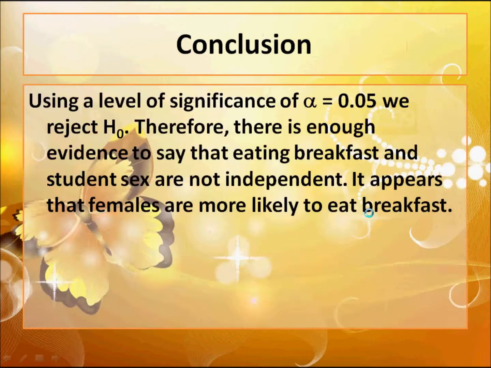I can now come up to my conclusion. Using a level of significance of alpha equals 0.05, we reject H0. Therefore, there is enough evidence to say that eating breakfast and student sex are not independent. It appears, in this case, that females are more likely to eat breakfast. And now that we have our conclusion, we're done.